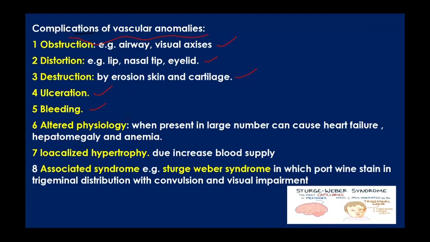Why is there altered physiology? The large ones can cause heart failure and hepatomegaly and anemia.